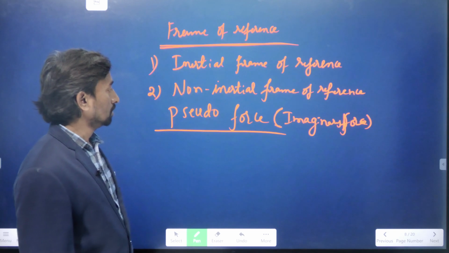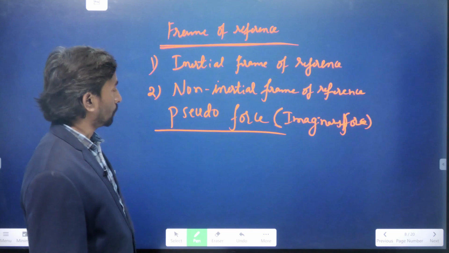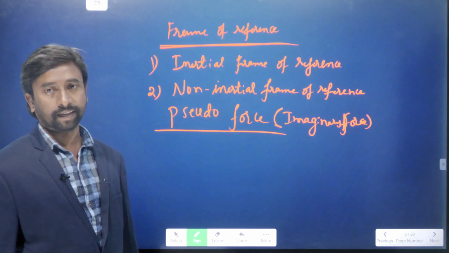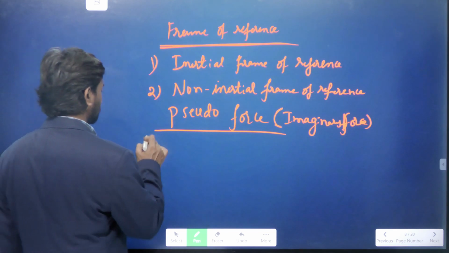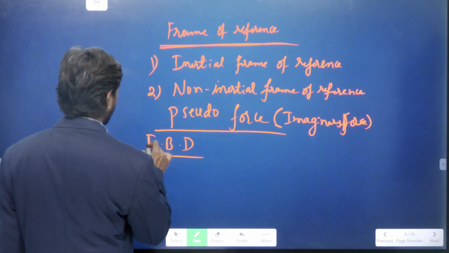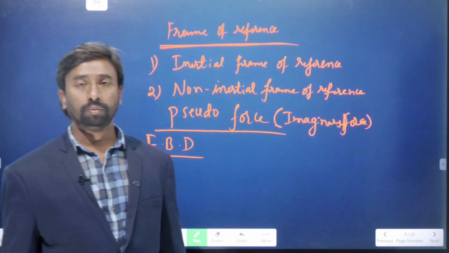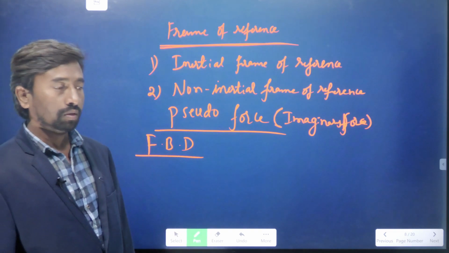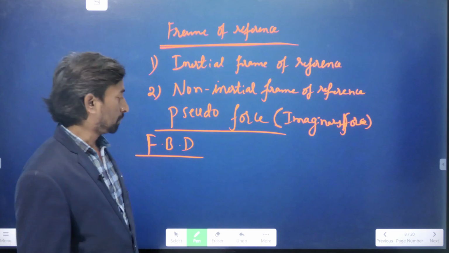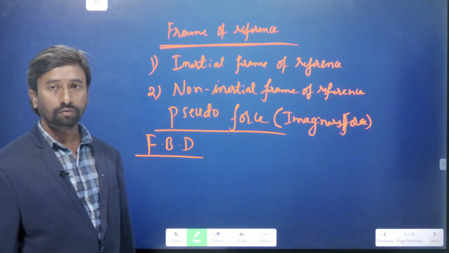So that is called the pseudo force, and this pseudo force we are going to discuss in the coming concept. Now, the free body diagram. A free body diagram is the diagrammatical representation of a body on which multiple forces are acting. The forces acting on the body can be represented by a diagram, and that diagram is said to be the free body diagram.